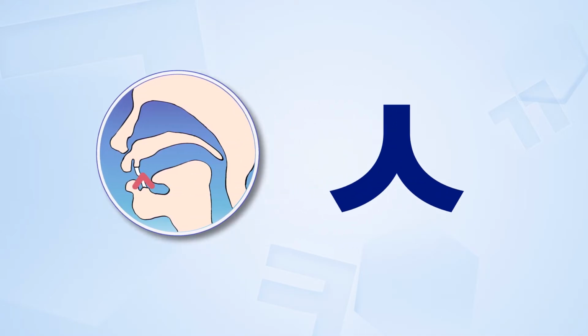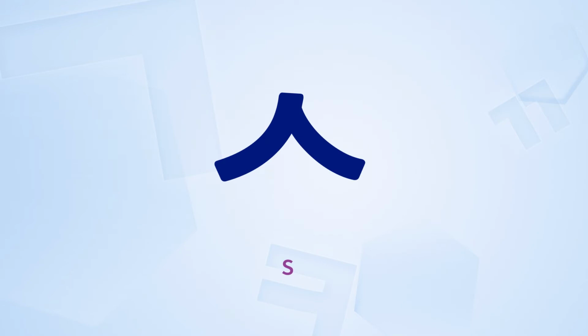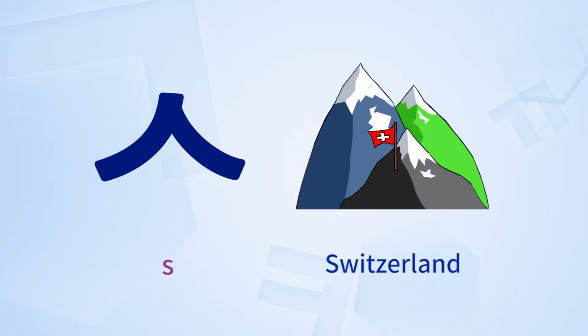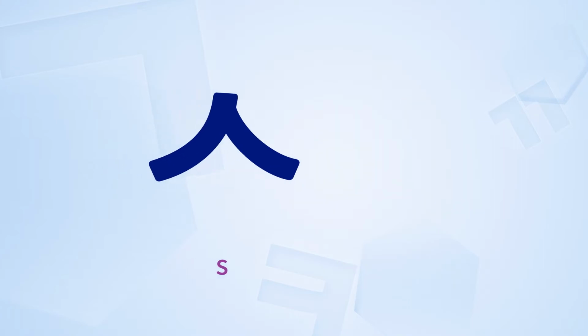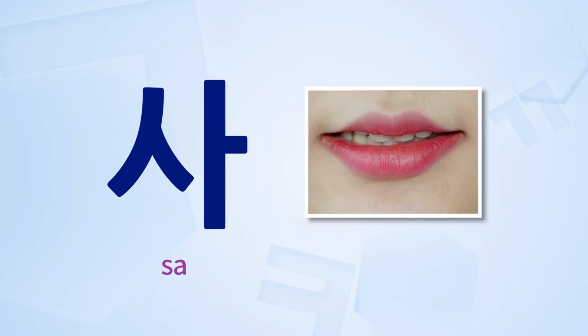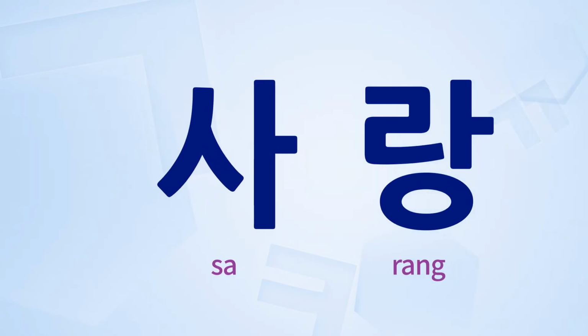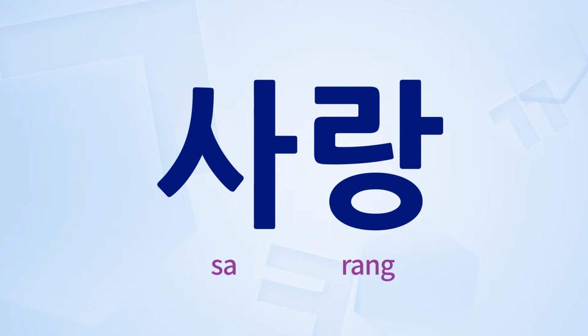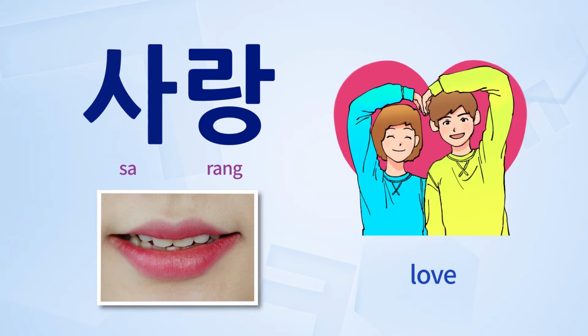The letter siot represents the shape of the teeth when producing the sound. S is pronounced similarly to the S in the mountainous country, Switzerland. When a is added to s, it becomes the syllable sa. When rang is combined with sa, it becomes sarang, which means love.